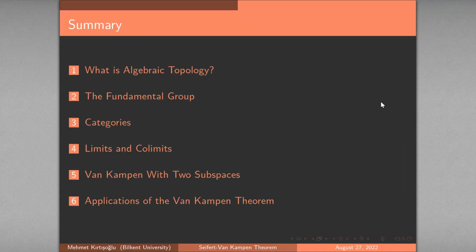Let's start. Here's my summary of the talk. We will first start by giving an intuition to understand the concern of algebraic topology. Then, for that purpose, we will define the fundamental group. And to get the Van Kampen theorem, we also need categories and limits and colimits to be defined. And at the end, without giving the proof, I will show you two examples.